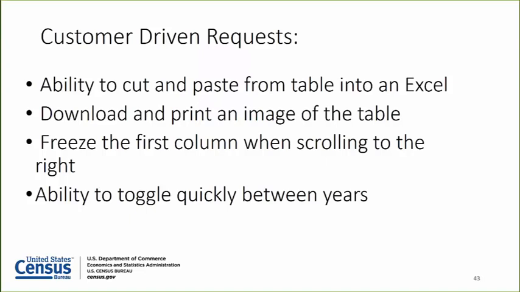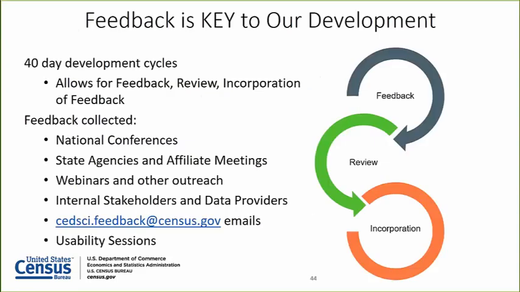Also, the ability to freeze the first column when scrolling to the right. And then also you're talking about the ability to toggle quickly between years. So right now you can toggle between years, but it's under that customization, and it's not easy. It's not as seamless and quick as it was in AFF. We know that you're very much interested in that. So those are some of the things that we're working on. Don't know if this slide right here, this customer-driven request, will be available this fall, but we'll circle back and let you know. Most importantly from this, how do we know that these are the features people want?